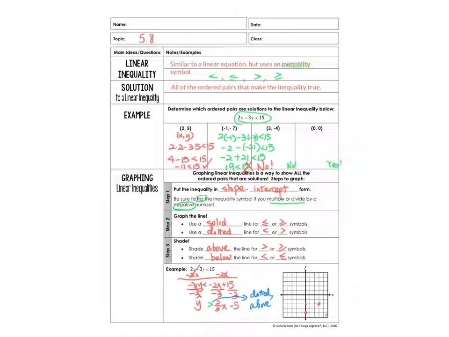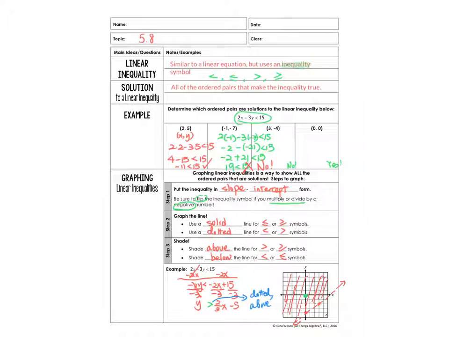But I have to be careful that this line is a dotted line because I don't have the equal sign there. Okay? And then I'm telling you everything above here, all the ordered pairs in this area above the line satisfies the inequality. So for example, let's take an easy example.